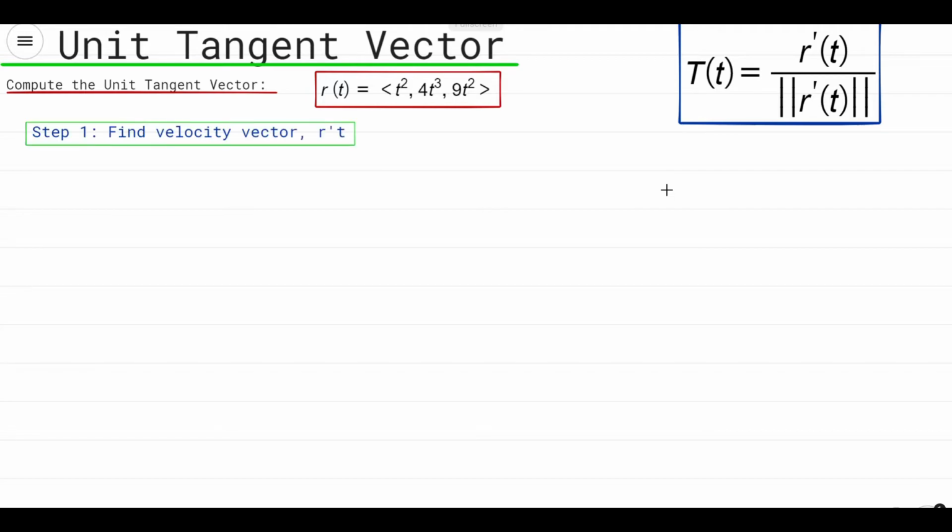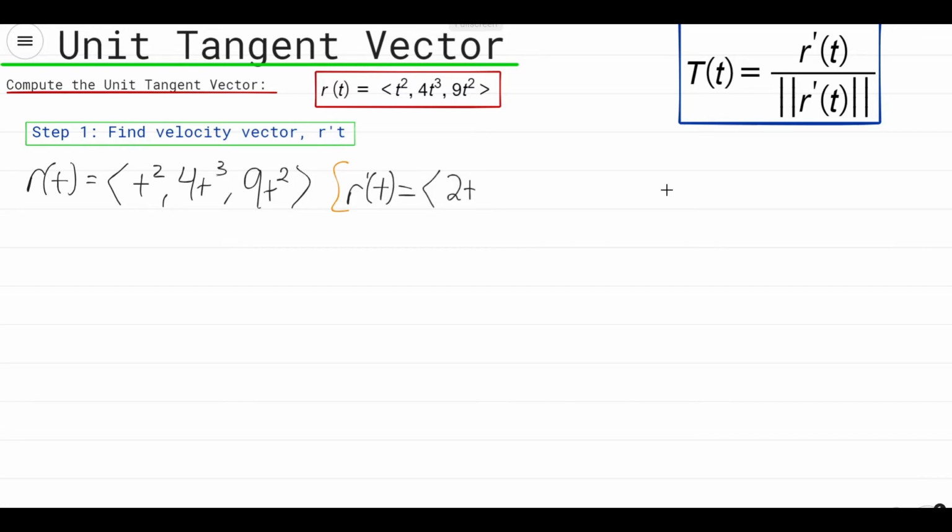So for step 1, we're going to find the velocity vector, or r prime of t, and we're simply going to do this by taking the derivative of each element separately. When we do this, we get our r(t) is t squared, 4t cubed, 9t squared. When we take the derivative, we get r prime of t is equal to the derivative of t squared, which is 2t, the derivative of 4t cubed is 12t squared, and the derivative of 9t squared is 18t. So that's our r prime.